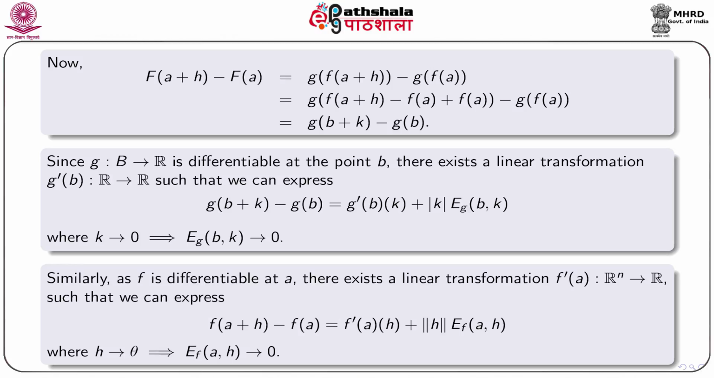Similarly, as f is differentiable at A, there exists a linear transformation f'(A) from Rⁿ to R such that we can express f(A+H) − f(A) equal to the linear map f'(A) operating on H plus norm H times E_f(A,H), where H tends to θ implies E_f(A,H) tends to 0. So, in this page we find two first order Taylor formulae. We have to combine them so that we can find the Taylor formula for the function capital F.